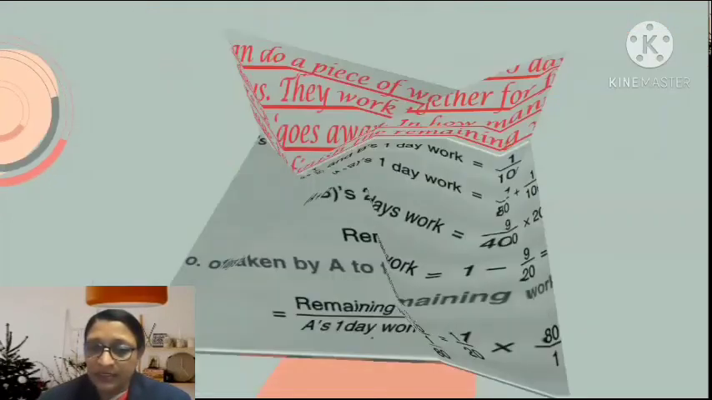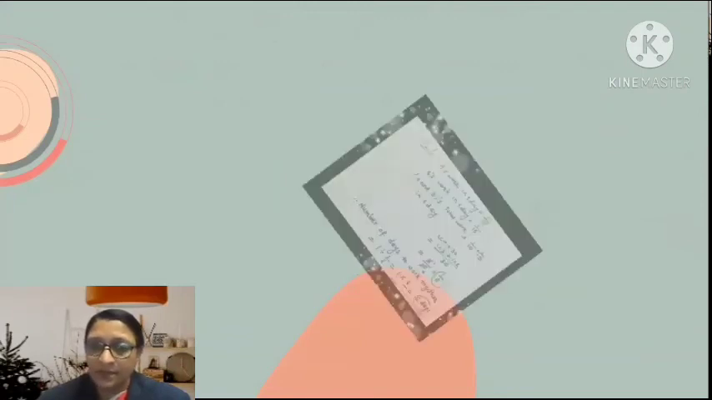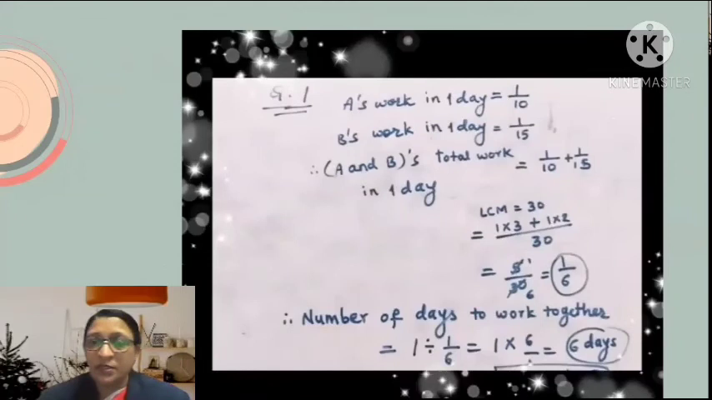So friends, let's discuss the next question. Here is the first question from your exercise 10th E. Question is, A can do a piece of work in 10 days and B in 15 days. How long will they take to finish the same work if they are working together? So let's find out the answer.